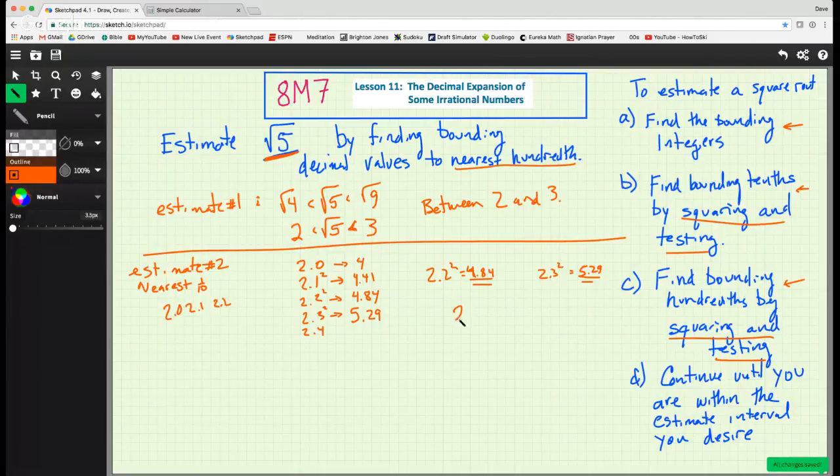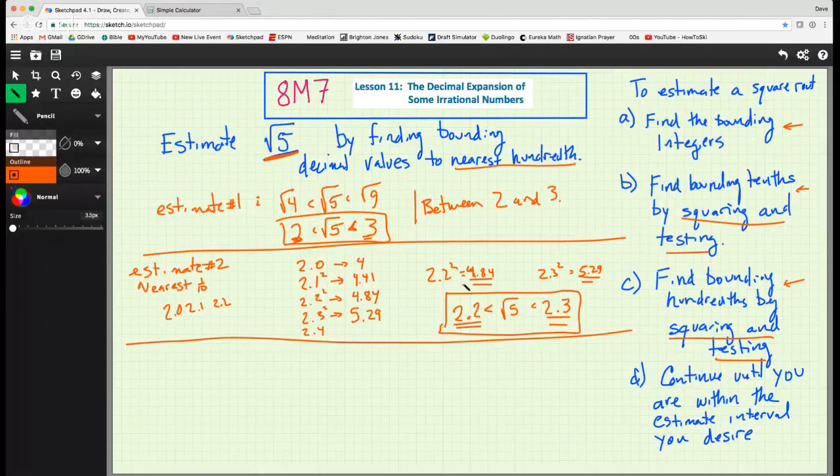So now I can say, well, we can get more exact. Not only is the square root of 5 between 2 and 3, but the square root of 5 is between 2.2 and 2.3. All right, so that's our better approximation. Now, but we have to go one more. So now we're going to say, well, estimate number 3 is the nearest 100.